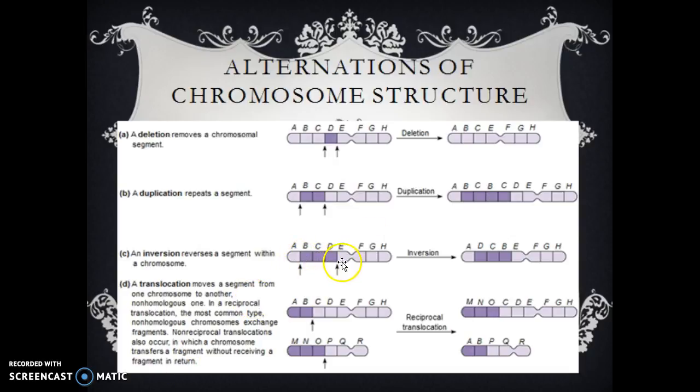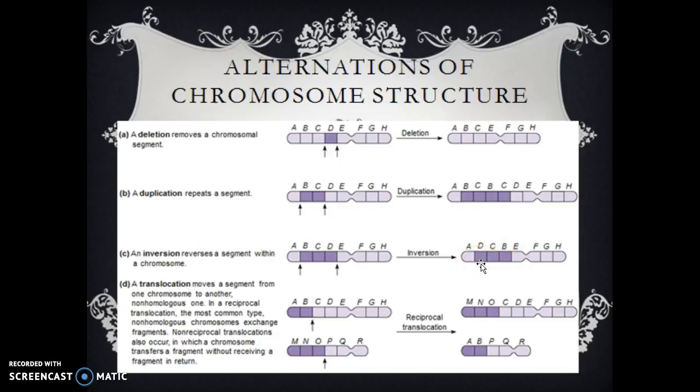An inversion, we have a before and after. We have 2 sections of DNA kind of switch or flip-flop positions, so that A, B, C, D, E would be read A, D, C, B, E. So we had our D section and our B section kind of switch.